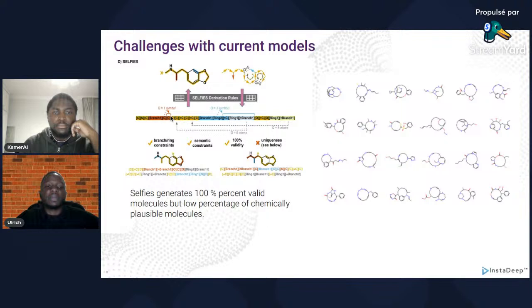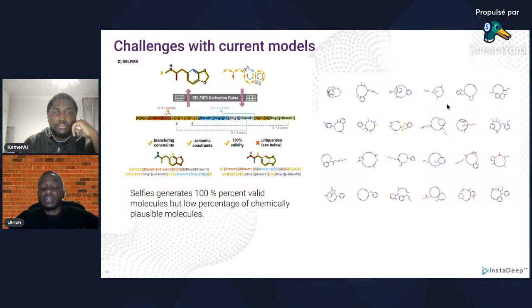Because they give different meanings to different tokens based on their position. So at some moment, a token could be representing a branching point, but if that doesn't make a valid molecule, they give it a different interpretation in such a way that it fits the description of a valid molecule. So that solves some of the issues, mostly the syntactic validity issue. SELFIES also doesn't solve the uniqueness issue, but that's the list of problems they have with SELFIES. The main point with SELFIES is the challenge of having chemically plausible molecules.